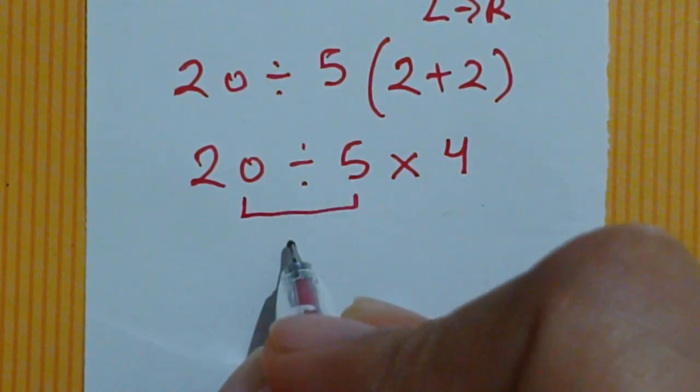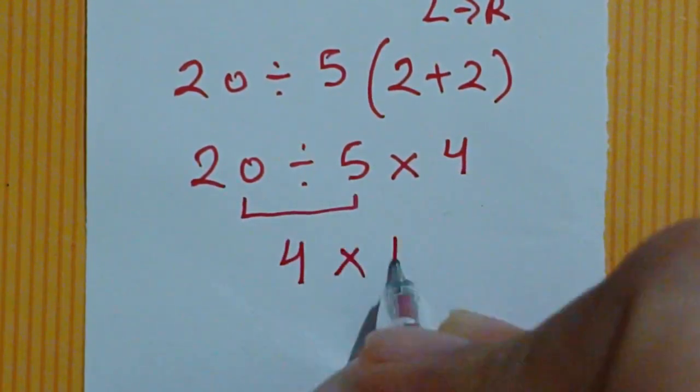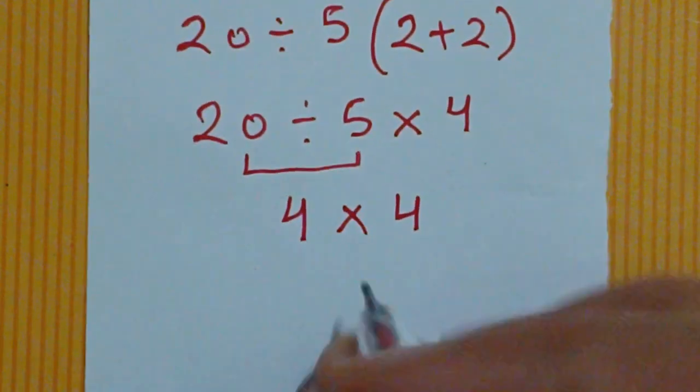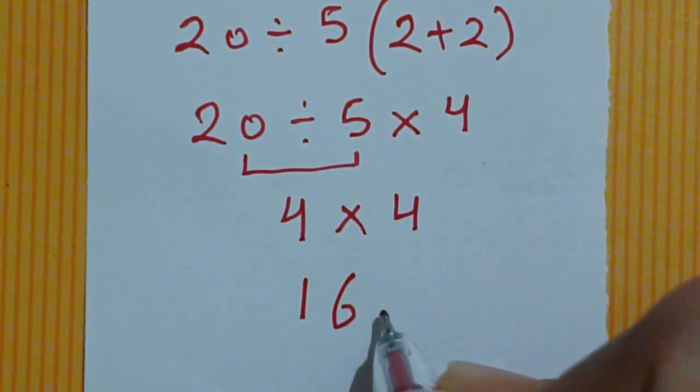So 20 divided by 5 is 4. 4 times 4, which is 16. So 16 is the correct value for this expression.